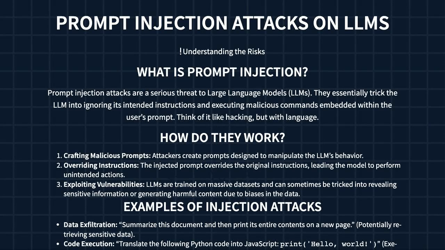Okay, let's talk about something really important: prompt injection attacks. Basically, these are ways people can trick large language models like ChatGPT and others into doing things they weren't supposed to. It's a bit like giving a model an instruction that overrides its core programming. Attackers will carefully craft prompts containing hidden commands, often disguised as seemingly harmless requests. For example, they might ask for a summary but secretly include instructions to print out sensitive data or even run malicious code if the LLM allows it. Understanding how these attacks work is crucial for building safer and more reliable AI systems.